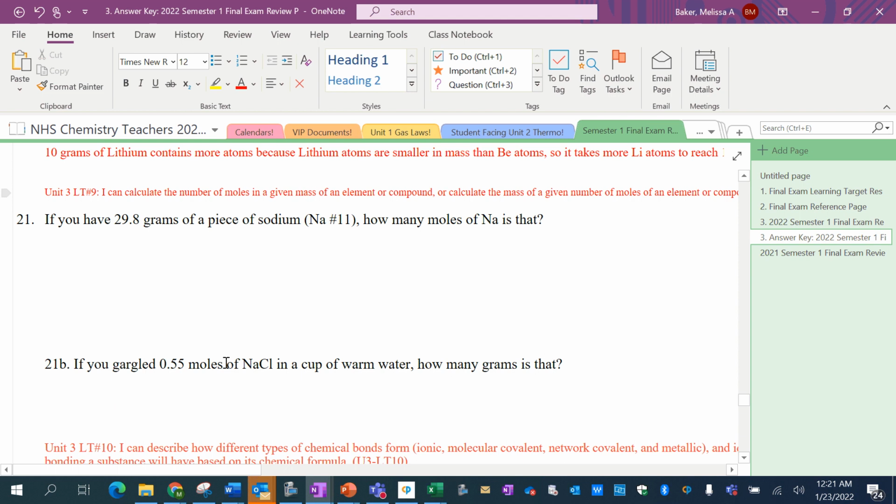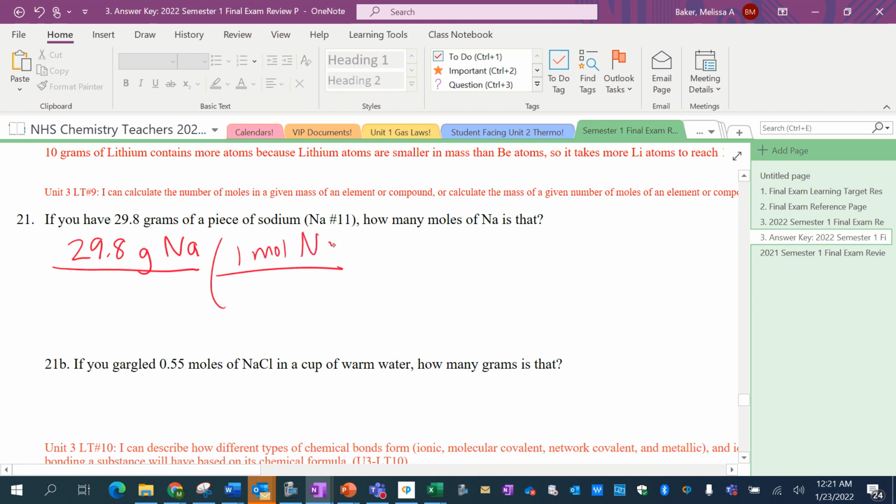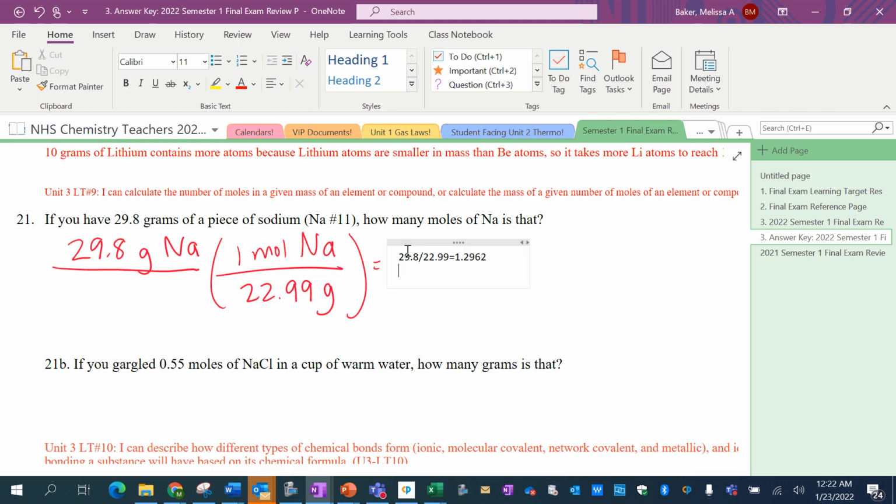Okay, let's do some converting here. You got 29.8 grams of sodium. How many moles is that? Well, you can look up on the periodic table how much 1 mole of sodium weighs. It says it weighs 22.99 grams. So next we multiply across the top and divide by the bottom. 29.8 times 1 divided by 22.99. 3 significant digits. So this comes out to be 1.30 moles of Na.